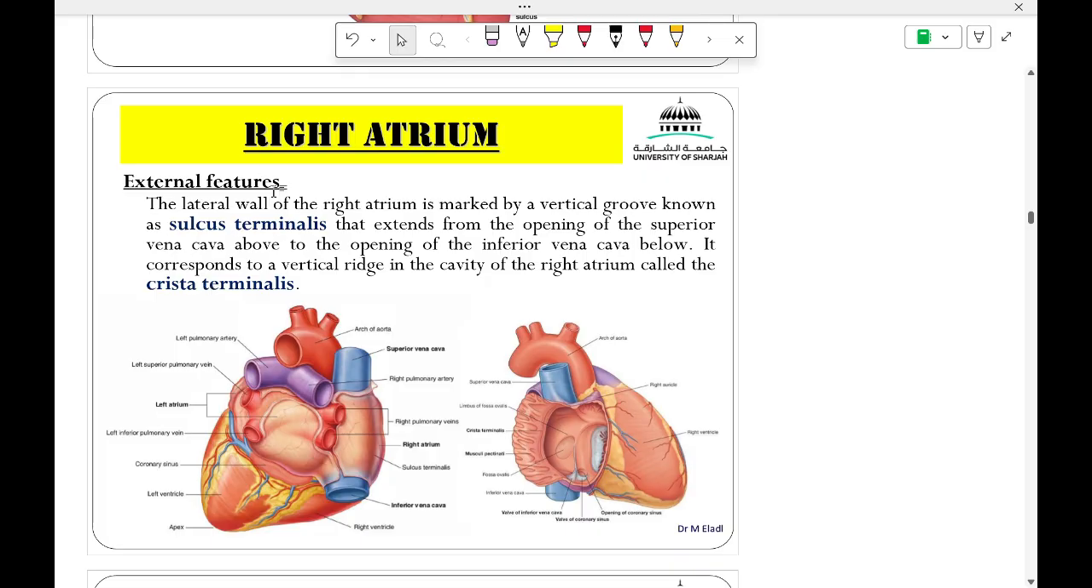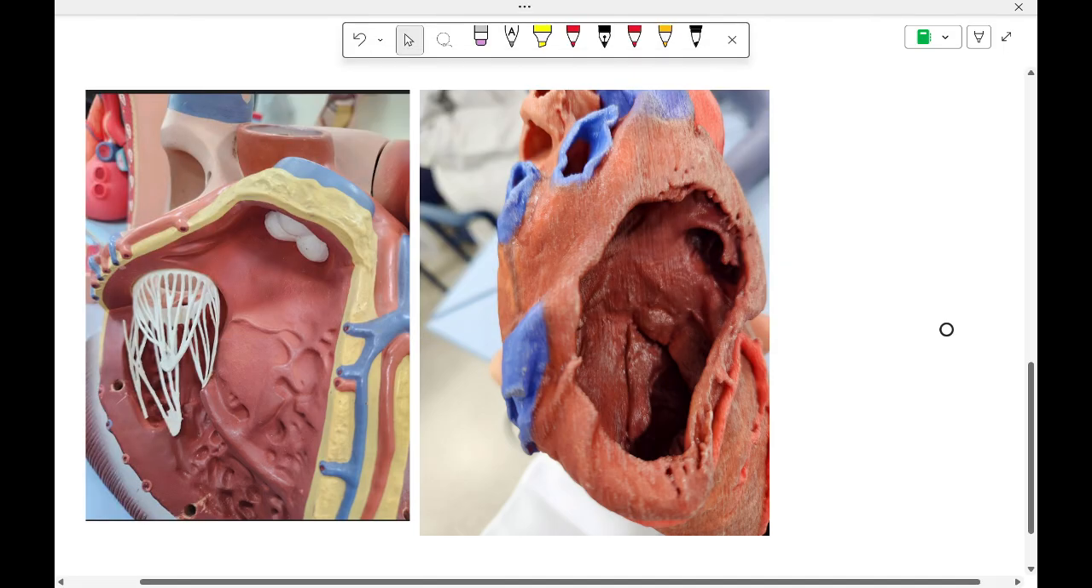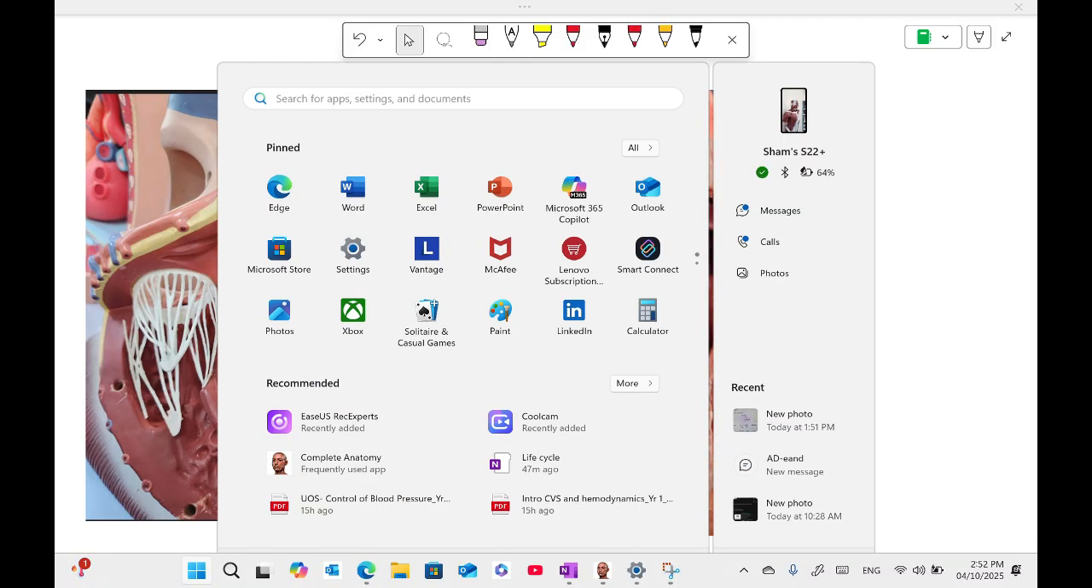What is the sulcus terminalis? It is basically a groove that is going to extend between the opening of the superior vena cava and the opening of the inferior vena cava. So this is the sulcus terminalis. And I'm afraid you cannot really see the crista terminalis. It's essentially just the sulcus terminalis viewed interiorly, okay, the interior view of the heart.